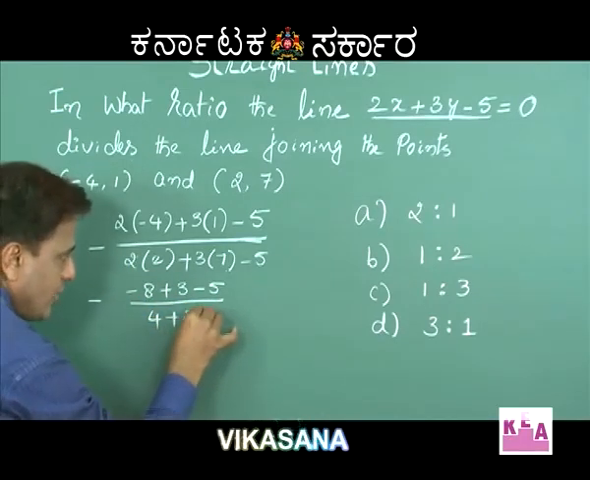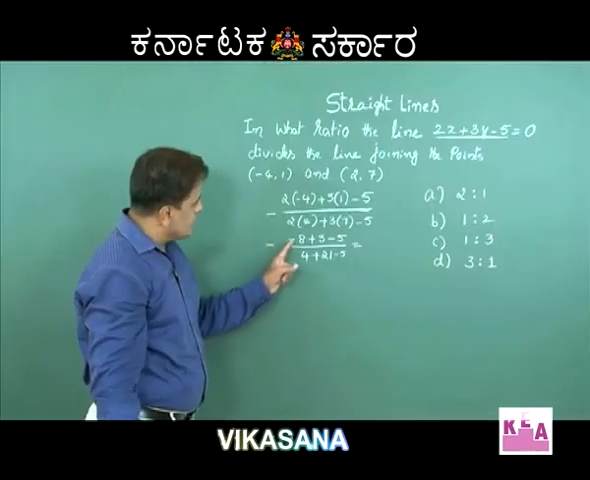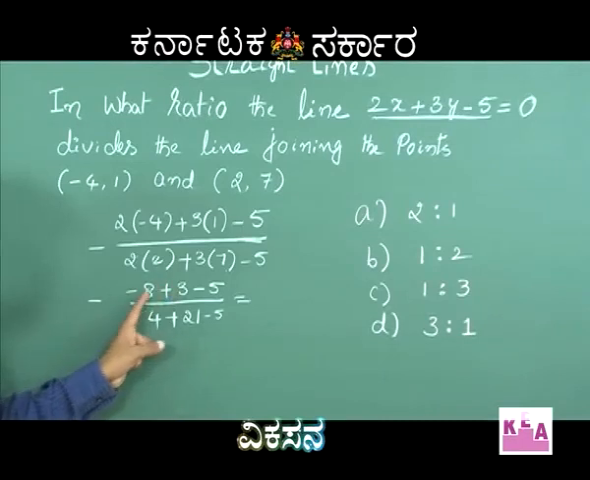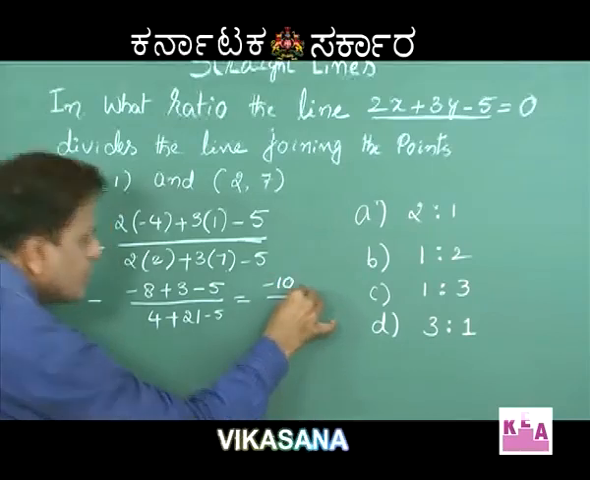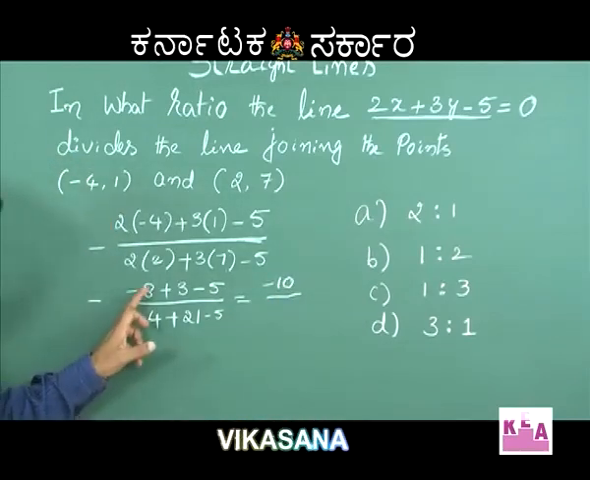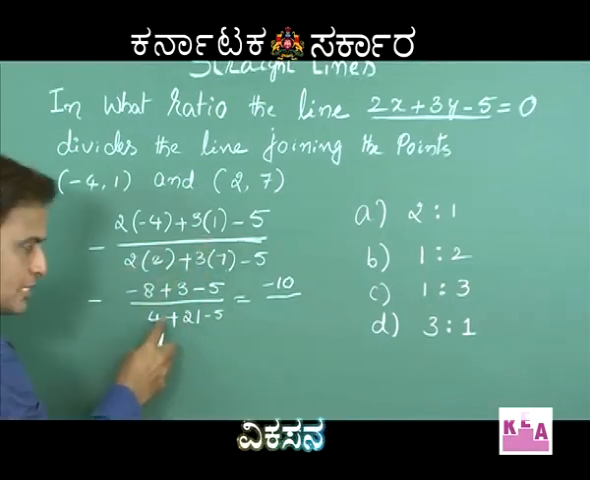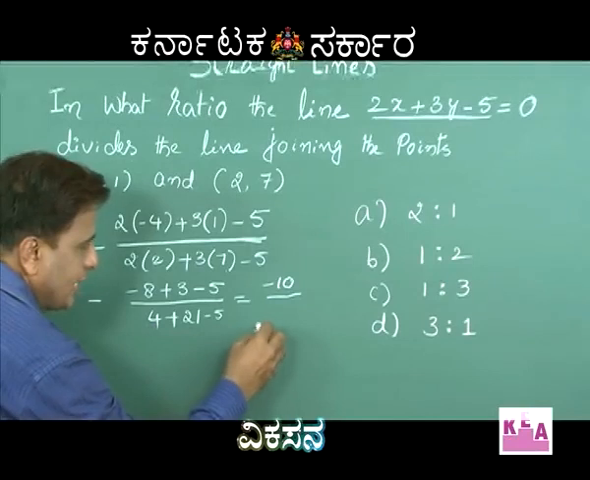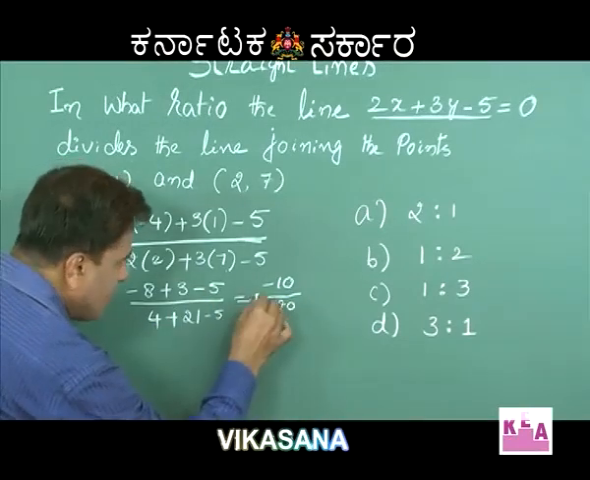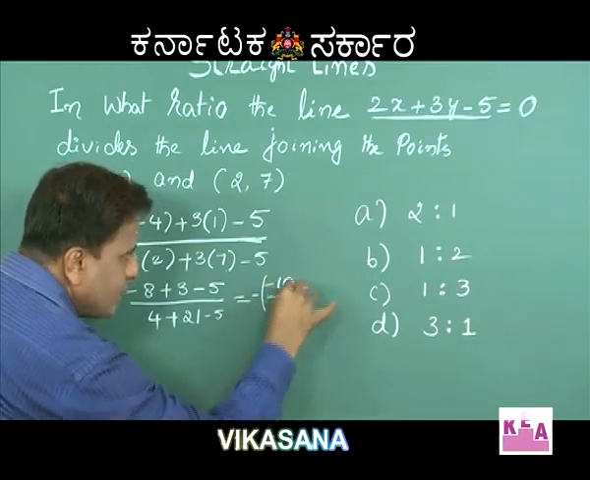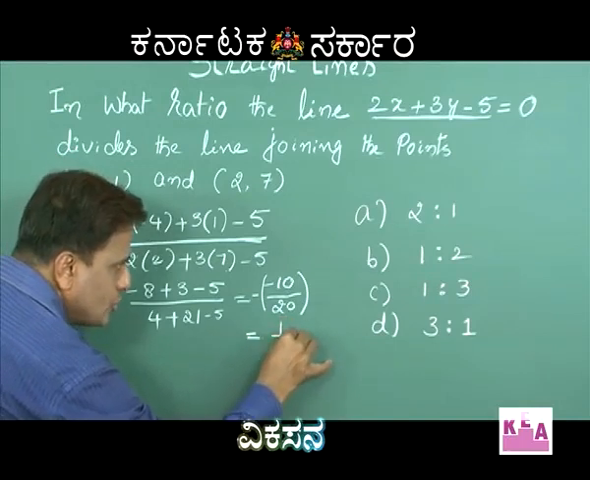7 3s are 21, minus 5. After simplification, -8 + 3 - 5 is -10, upon 21 + 4 is 25, minus 5 is 20. And here again there is a minus sign before, so minus into minus is plus, and it will be equal to 1 by 2.